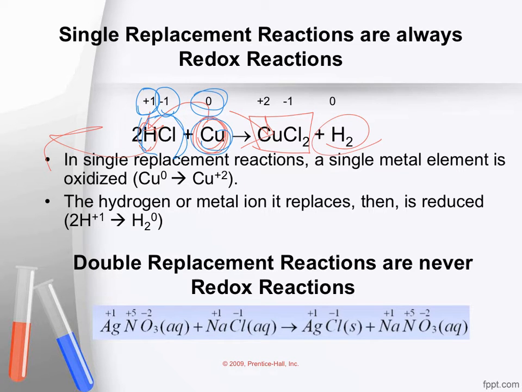Moving to the product side. Let's do the easy one first. Hydrogen is an element in its standard state, so its oxidation number is 0. I'm hoping you look at copper 2 chloride and say it's ionic. The charges are equal to the oxidation numbers.